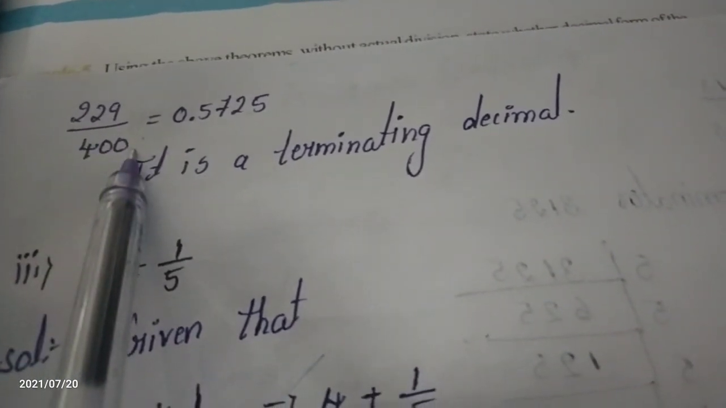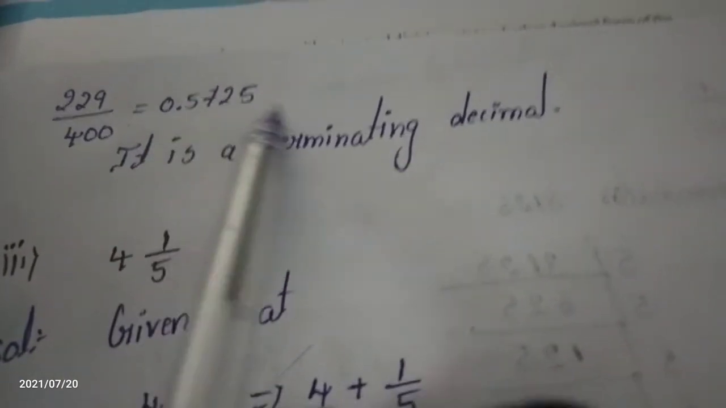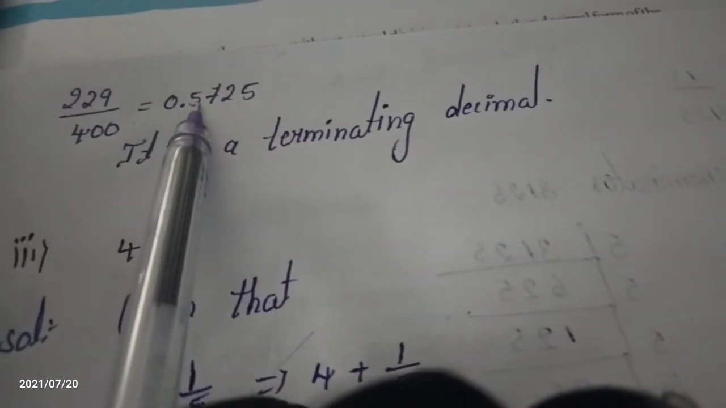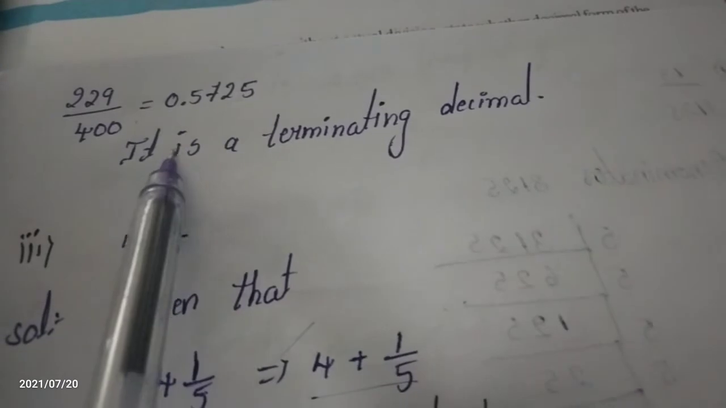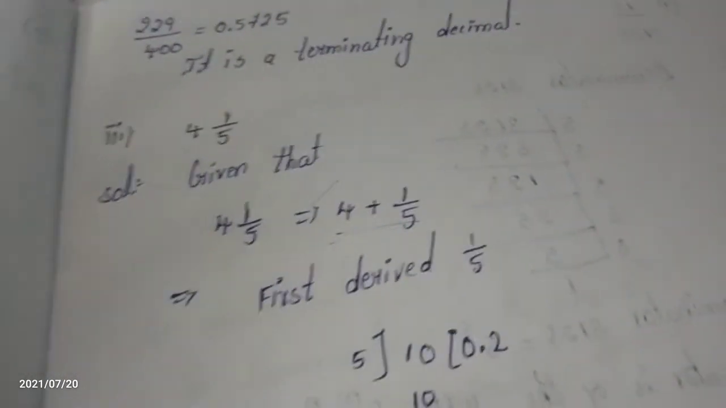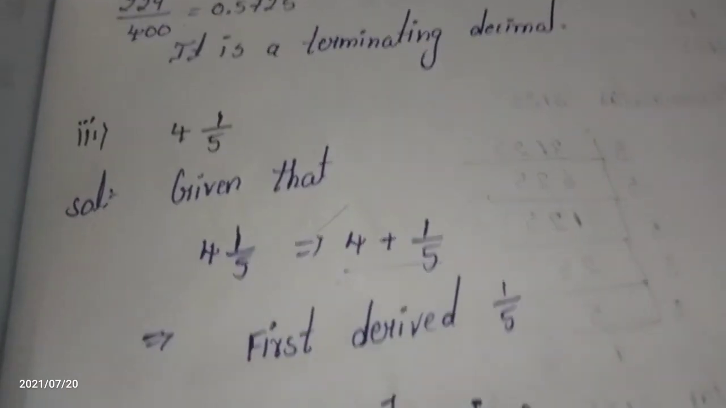229 divided by 400 is equal to 0.5725 in decimal form. Okay. And we also have to state whether it is terminating or non-terminating. Here we get the 0 remainder or not? We are getting the 0, which means it is terminating. Okay, it is terminating.